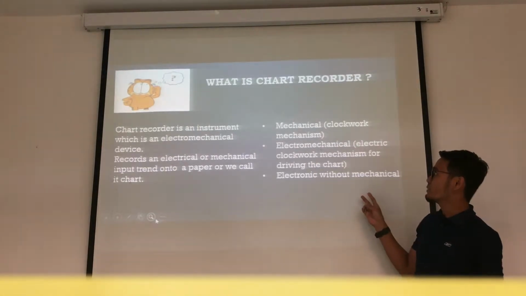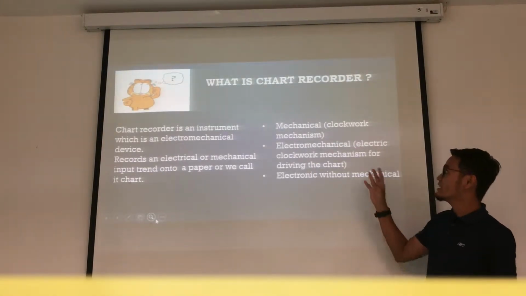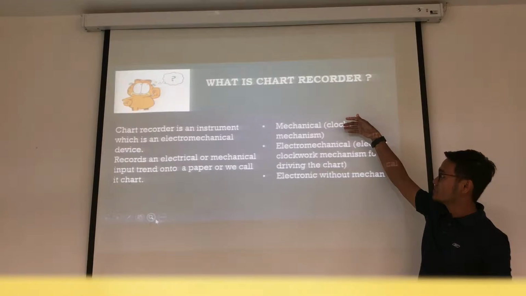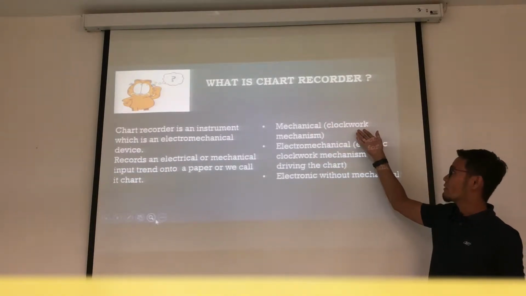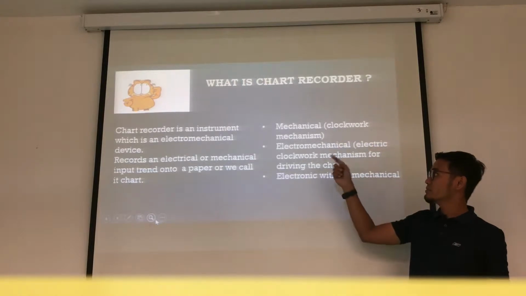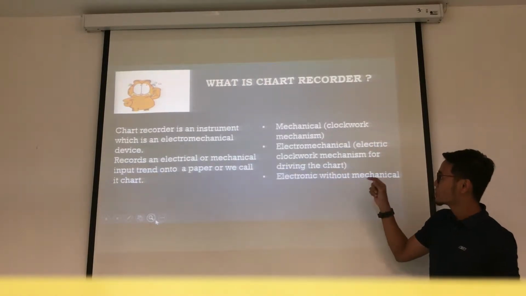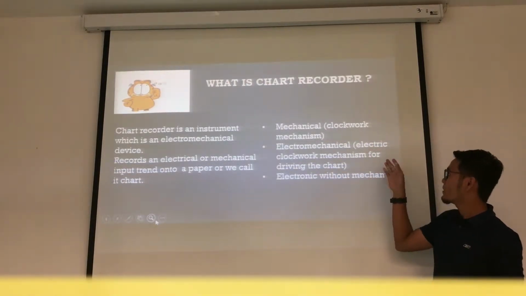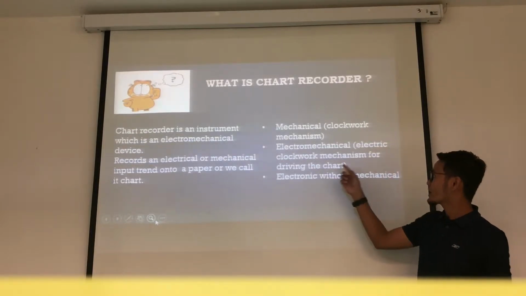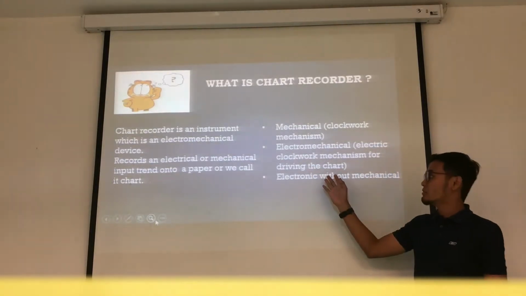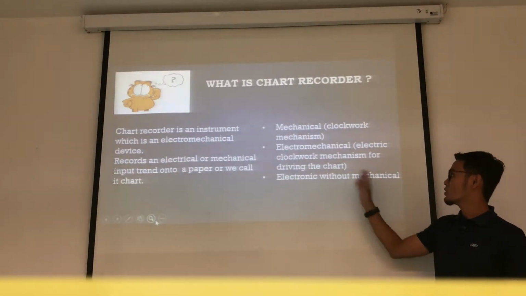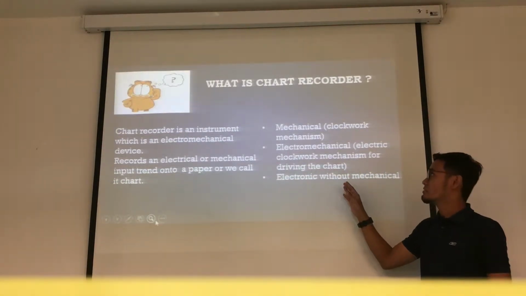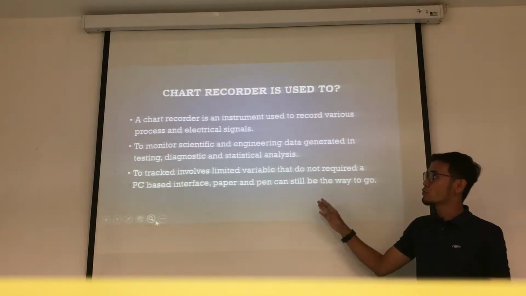So a chart recorder works in three ways basically. The first one is entirely mechanical, or we call it clockwork mechanism. The next one is electromechanical, or we call it electric clockwork mechanism for driving the chart. The third one is entirely electronic, so there is no mechanical part. Okay, next I'm gonna pass it to Hazimi.